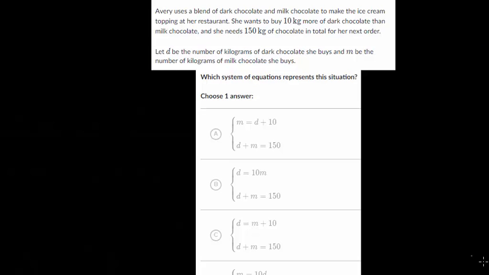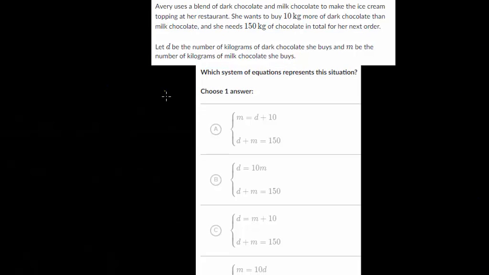And we're just following this general strategy. Define the variables, figure out your key pieces of information, and then use that to figure out the equations. So in this case, we have Avery using a blend of dark chocolate and milk chocolate to make the ice cream topping at her restaurant. She wants to buy 10 kilograms more of dark chocolate than milk chocolate. And she needs 150 kilograms of chocolate in total for her next order.